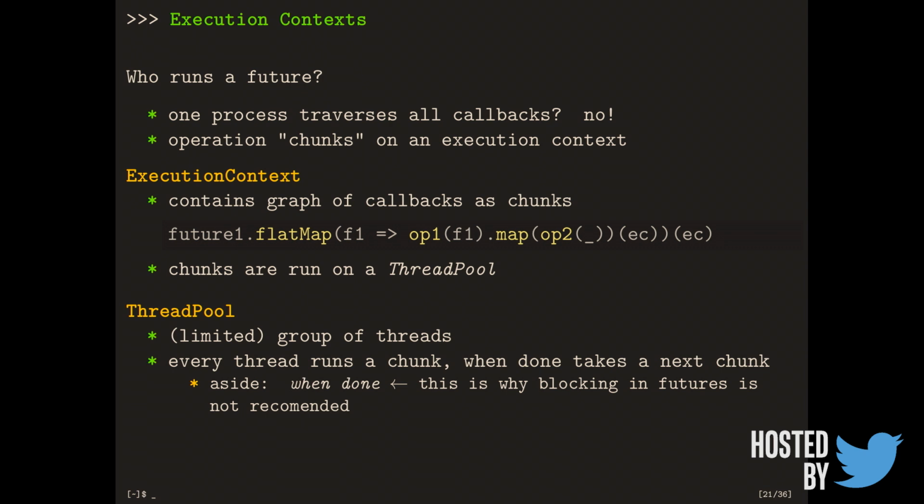If you've used futures, you'll know that for any operation on a future, you need an execution context passed as an implicit parameter. An example here would be, let's say we have some future, we flat map on it, we have another future, we map on it again. If we were to explicitly write the execution context, you'll notice we need it for every operation, because these are going to be the cutting points to create these chunks that get put into the execution context. The execution context is then run on a thread pool. A thread pool is just a limited set of threads that have a work queue, so they will take these chunks and run them. When they're done, it's another callback, but this is all hidden from you, to run the next element.